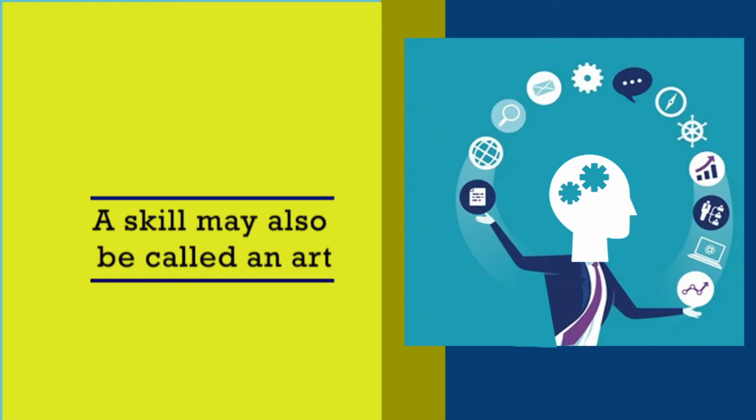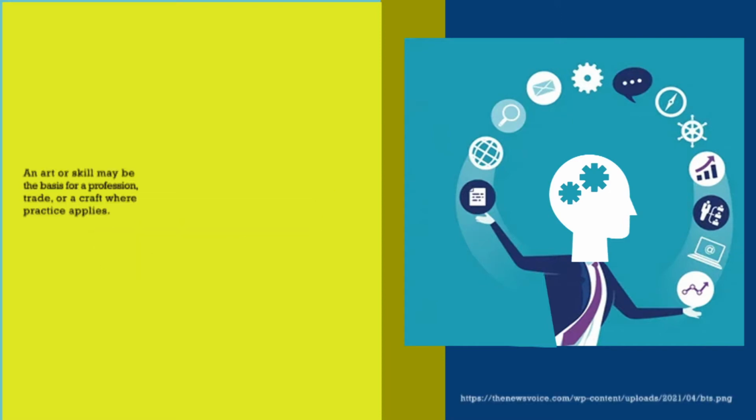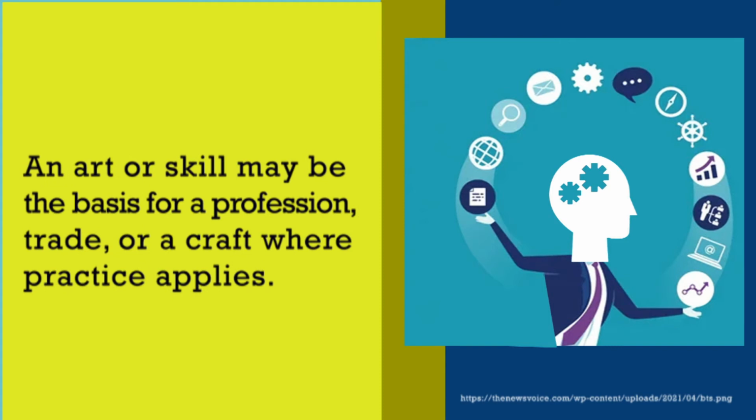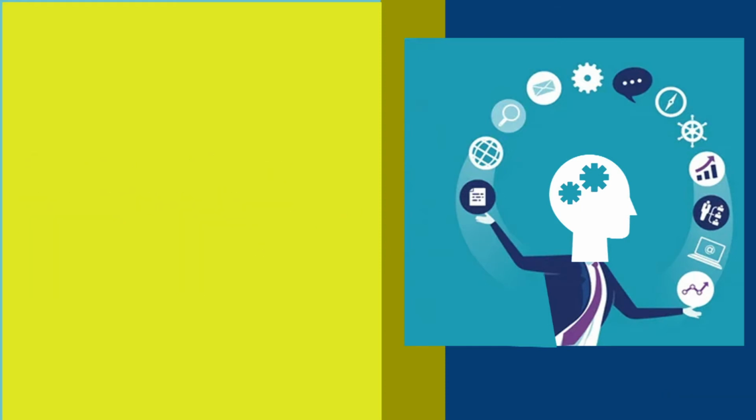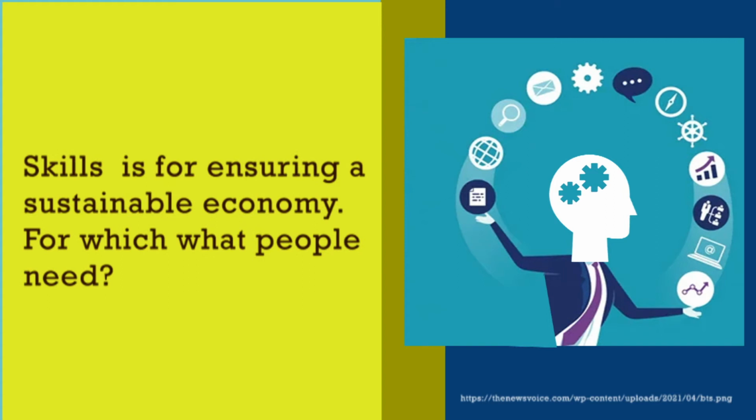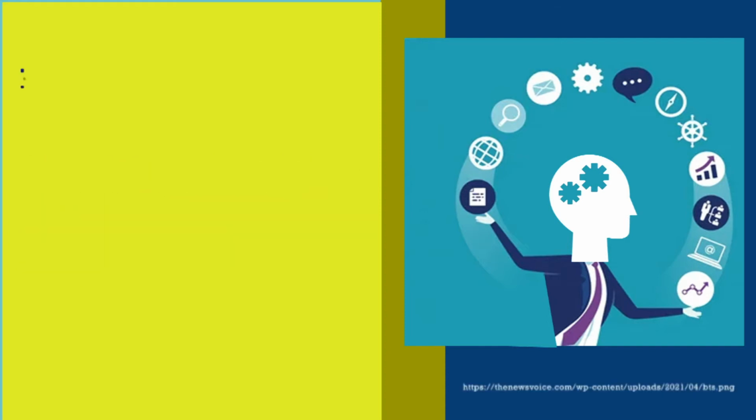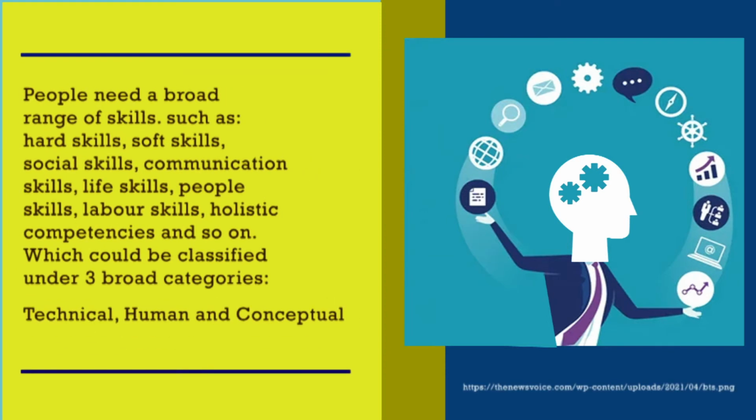So a skill may be called an art. An art or skill may be the basis for a profession, trade, or a craft where practice applies. We need practice actually. So skills are for ensuring a sustainable economy, for which people need a broad range of skills.